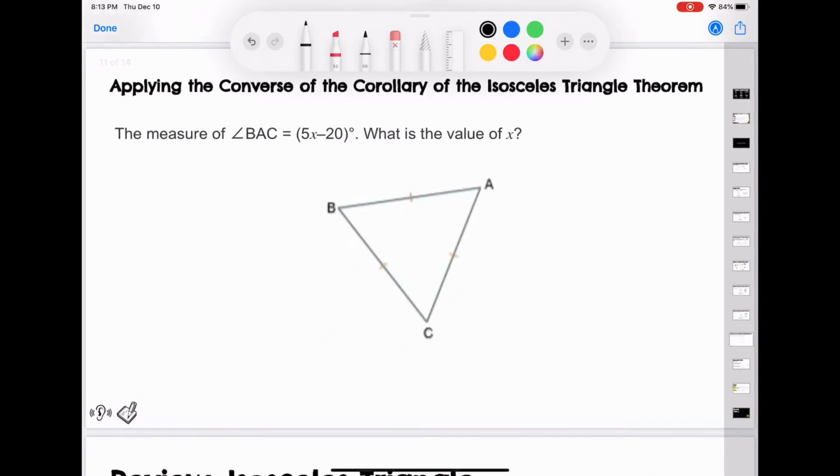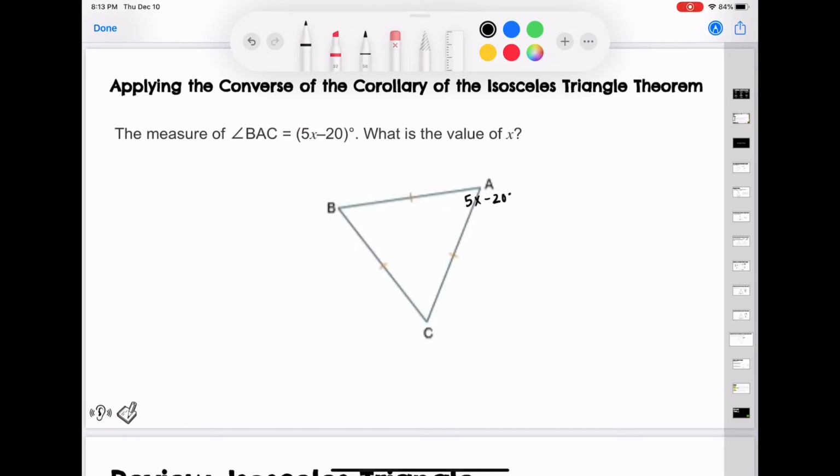This is asking us to apply the converse of the corollary of the isosceles triangle theorem, which basically told us if a triangle is equiangular, then it is equilateral. So what does that mean? It says the measure of BAC is equal to 5x minus 20. What is the value of x?